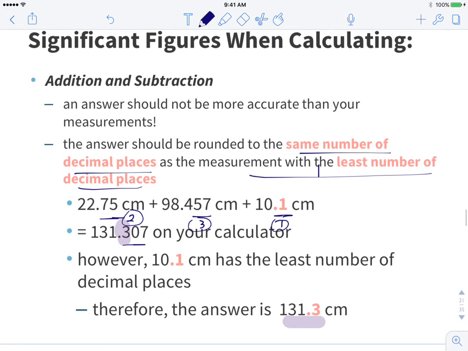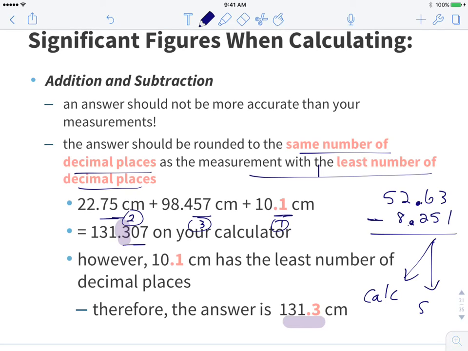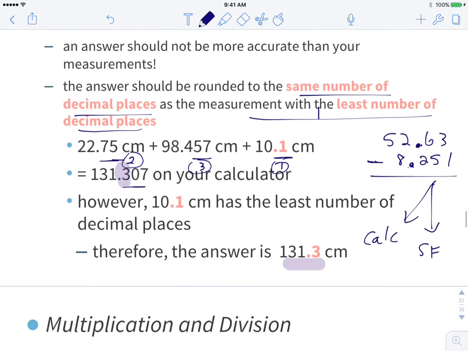Take a second and digest this a little bit. Try another problem. Here's one for you to do. Let's say I have 52.63 minus 8.251. So subtract these two. Tell me what you get in your calculator, and tell me what you get when you round properly with sig figs. I want to know. We'll talk about it tomorrow. We'll see what you get.